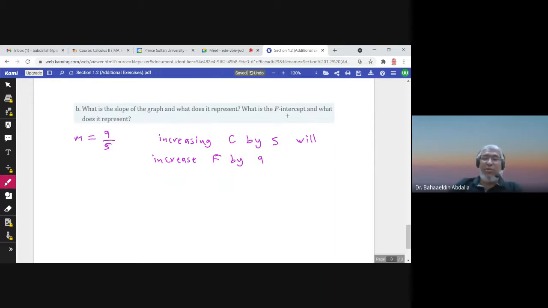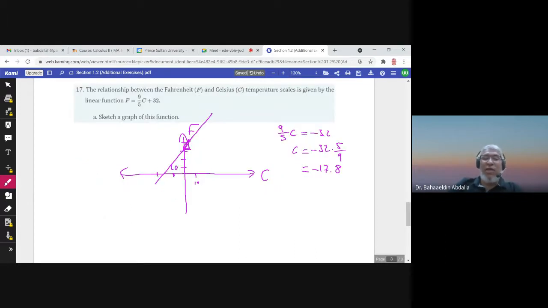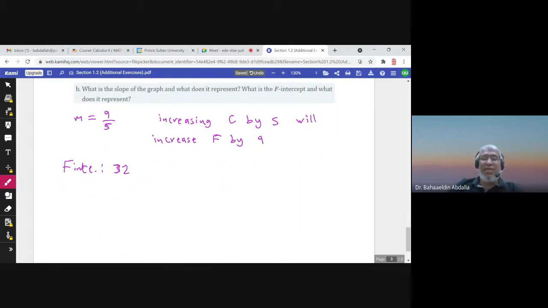What is the F-intercept? The F-intercept instead of the Y-intercept is 32, which we used to graph 32. Okay, what does it represent? Well, the F-intercept means if C is 0, F is 32. So that's the meaning of the F-intercept. If C is 0, if the Celsius scale is 0, then F is 32. The Fahrenheit scale is 32. So when the Celsius scale is 0 degree, the Fahrenheit scale would be 32 degree.